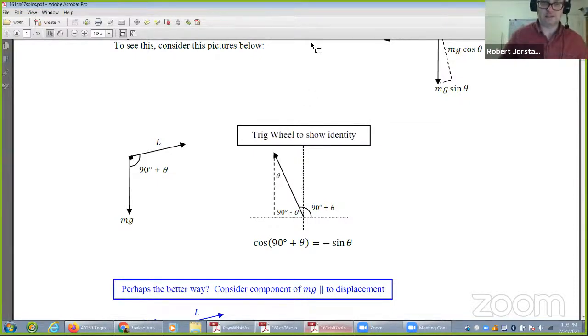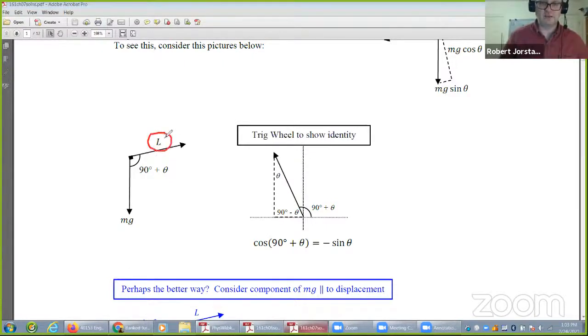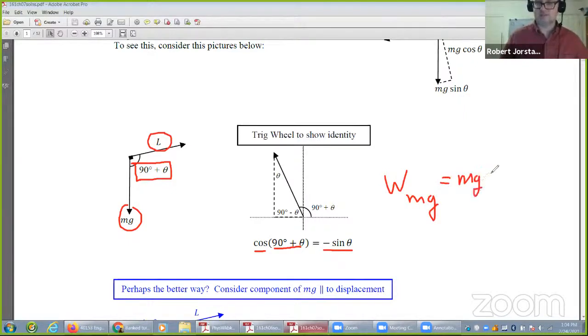And this gets confusing. Notice here's the displacement. Here's the force. The angle between them is not 90 degrees. It's not theta degrees. It turns out it's 90 plus theta. Now, if you're curious, cosine of 90 plus theta happens to equal negative sine theta. So the work done by mg should equal the force, that's mg, times the distance, that's L, and then times the cosine of the angle between. That happens to be 90 plus theta in this case.